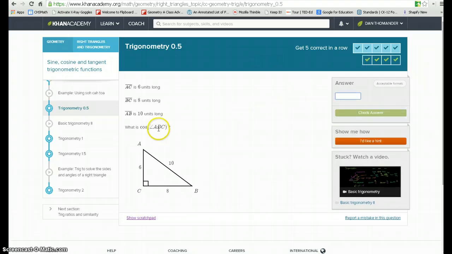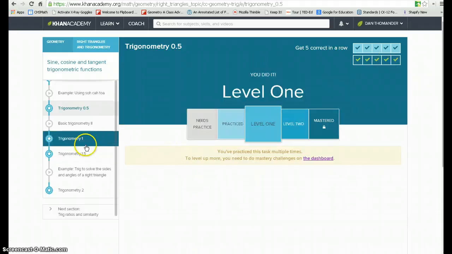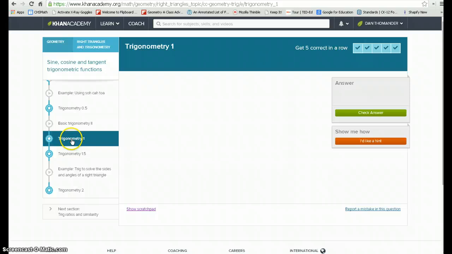And then cosine of ABC, so we're over here at B, and we want the cosine which is adjacent over hypotenuse, so 8 over 10 again. And that's how those are done. Real simple. Okay, let's go to the next level of trigonometry.